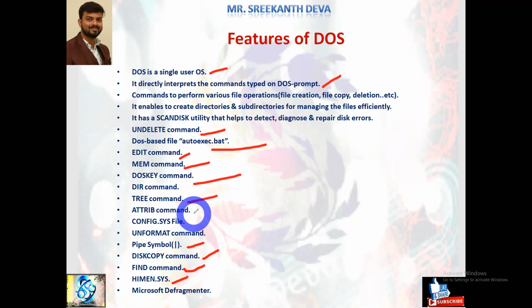Tree commands show the structure, like the attrib command performs various attribute and property operations on files. System settings can be changed by making appropriate changes in the config.sys file. The unformat command enables the user to retrieve data from a formatted disk. With the pipe symbol, the user can execute more than one command simultaneously. The diskcopy command can copy the complete content of a disk into some other disk. These are all various types of commands. Next, Microsoft defragmenter.